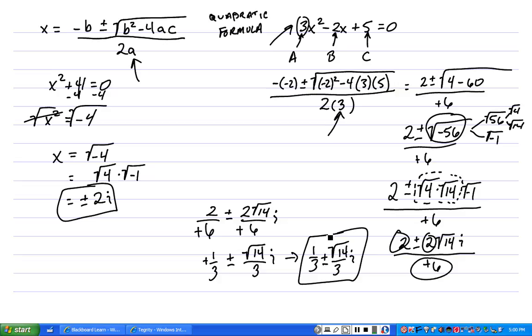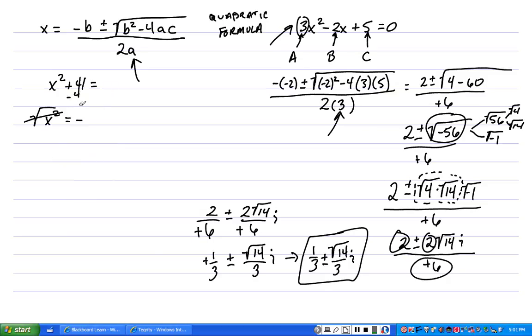Alright, let's try one more just to make sure we're comfortable with this. So let's do one over here. Okay, so let's say we have x squared plus 6x plus 10 equals 0. So my a would be 1, my b would be 6, my c would be 10.